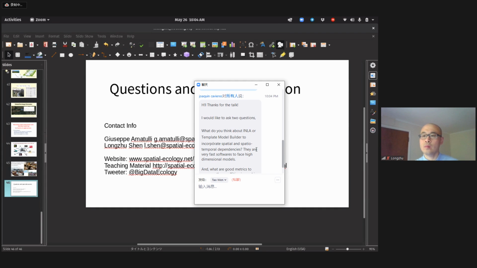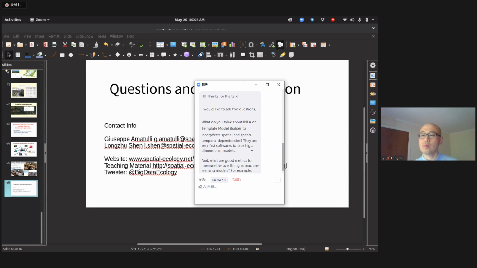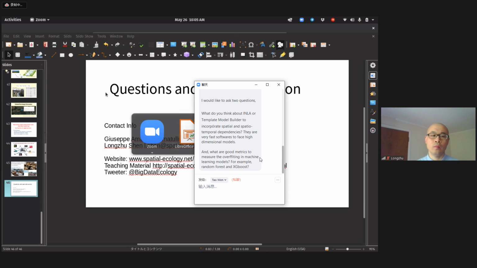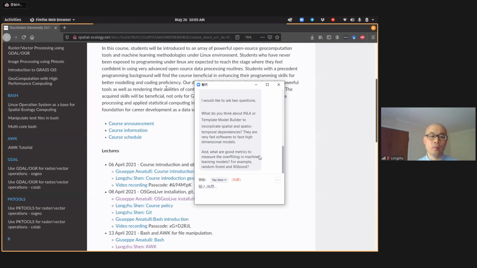What do you think about INLA or template model builder to incorporate spatial temporal dependencies? They are very fast software to face high-dimensional models. And what are good metrics to measure the overfitting in machine learning models? For example, random forest or XGBoost. So these are two questions here.